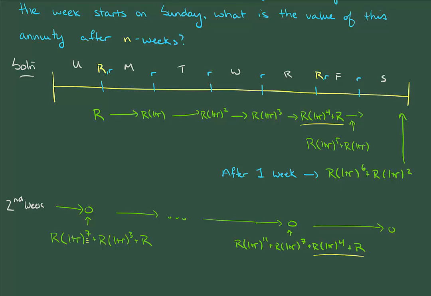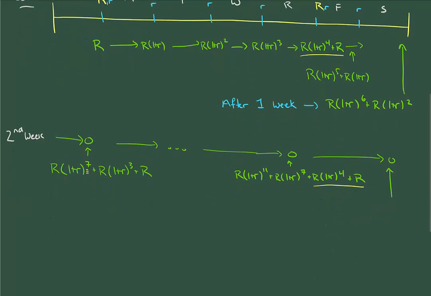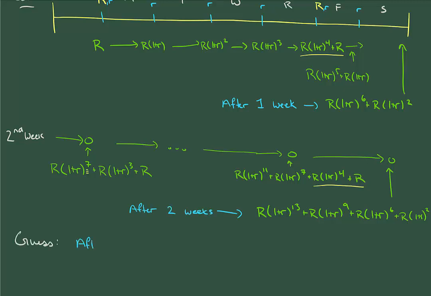So looking at the end of the second week, we have the following. Notice that we have thrown a 1 plus r to the 7 on each term from the previous week, but then we've also kind of dropped down that expression that we had from the end of last week and put that on as a new addition. So this allows us to make the following guess.